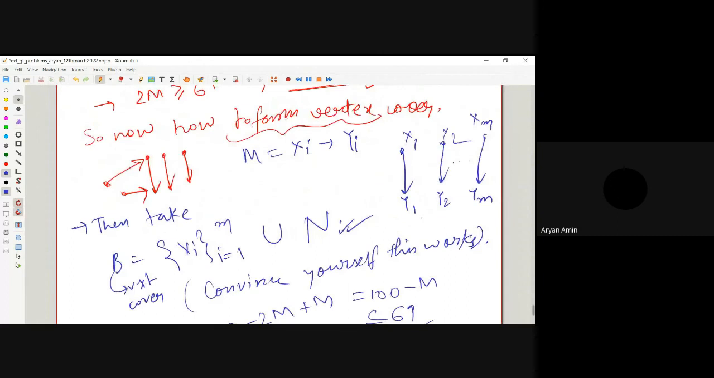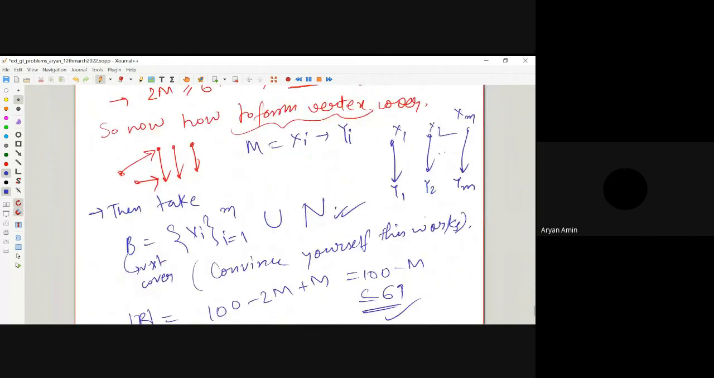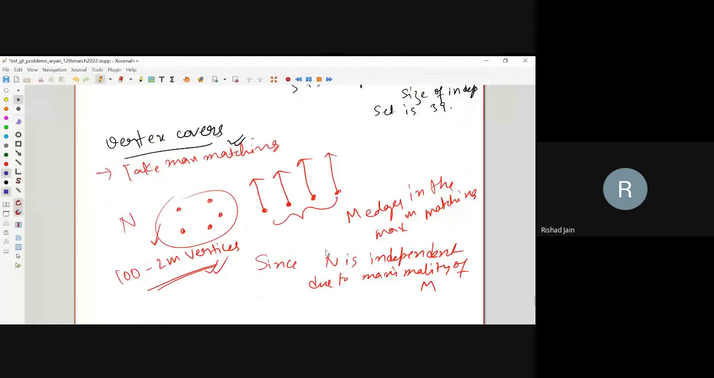Does anyone have any questions with this proof? Feel free to ask. Yeah, can you please explain from where you take B equals the xi's union N?